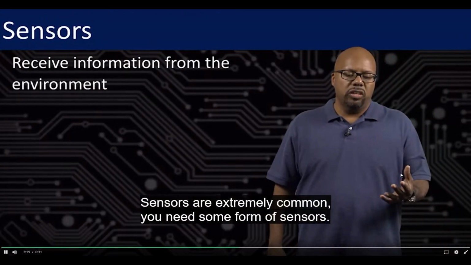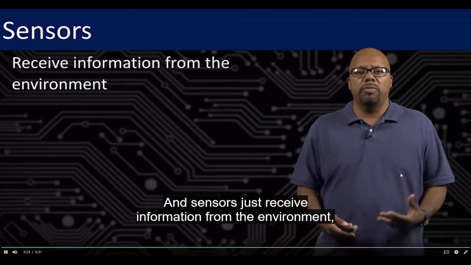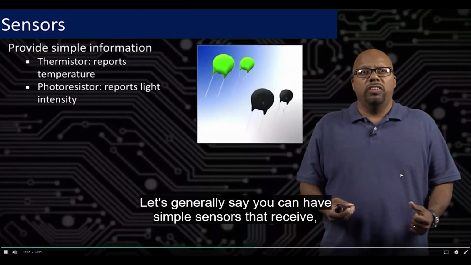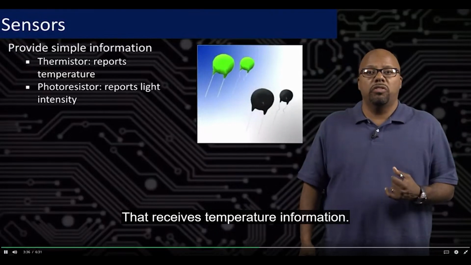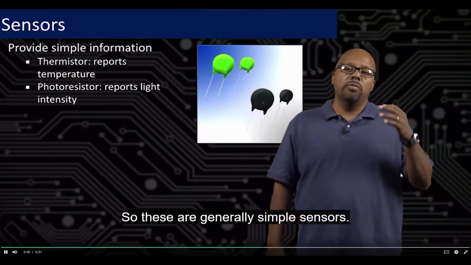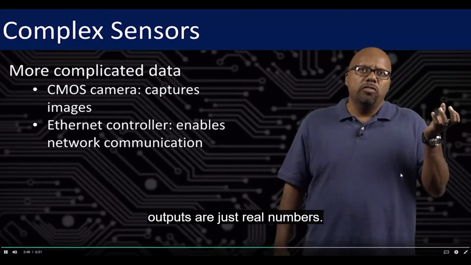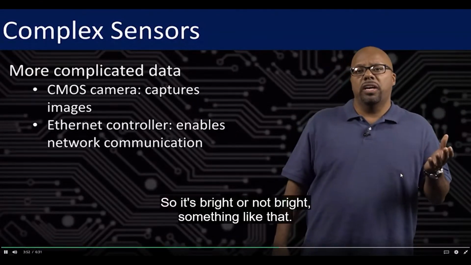Sensors are extremely common. You need some form of sensors, and sensors just receive information from the environment. There are lots of different kinds of sensors. Let's generally say you can have simple sensors that receive, say, heat information, like a thermistor, which receives temperature information. A photoresistor reports light intensity. I'll call them simple sensors because their inputs and outputs are just real numbers, 0 volts to 5 volts, so it's bright or it's not bright, something like that.